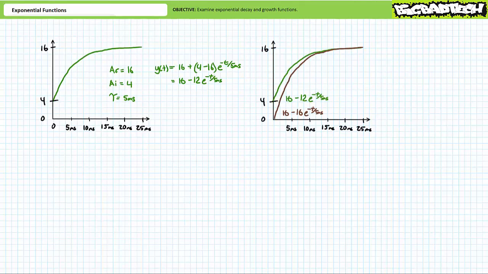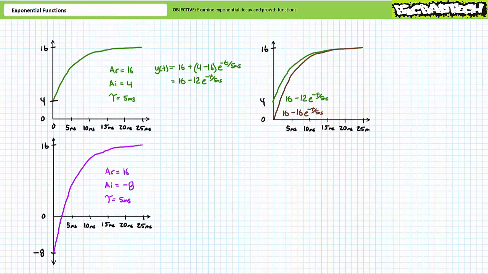Compare and contrast the plot of growth from 0 to 16 in brown with that of growth from 4 to 16 in green over the same time span of 25 milliseconds. As one might expect, growth from 4 to 16 needn't be as abrupt as growth from 0 to 16, given it's got a head start of 4 and only exhibits a differential of 12.